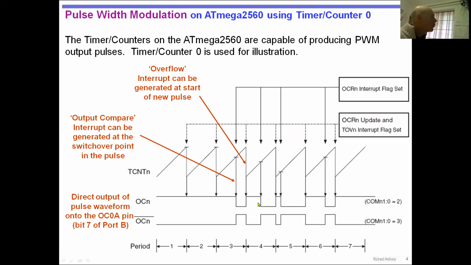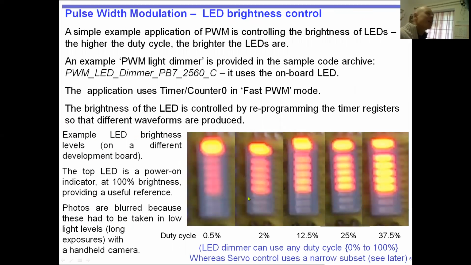So let's now move on to the next slide, which is actually connecting that to some LEDs. Now, the photos are blurred because these were taken in very low light quite a few years ago, and I didn't have a tripod handy at the time I was preparing this lecture, so I handheld them. The blur does not matter. What matters is the difference in intensity.